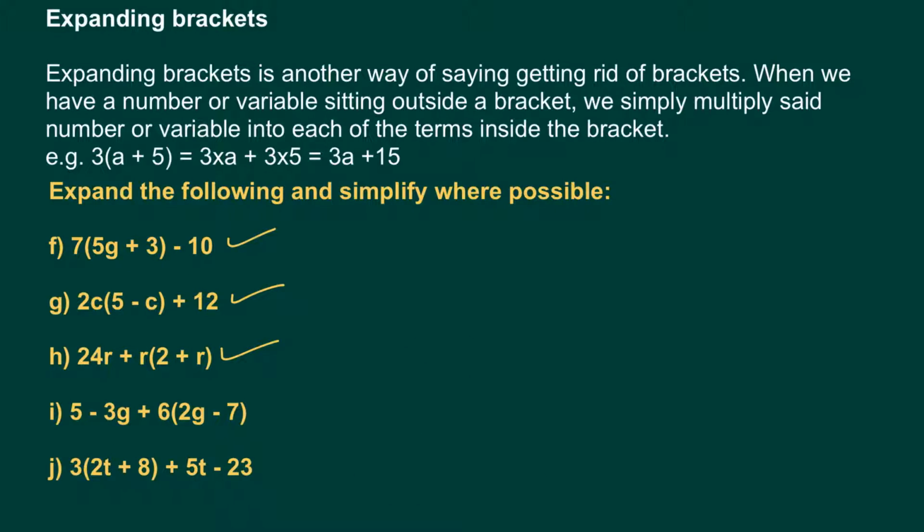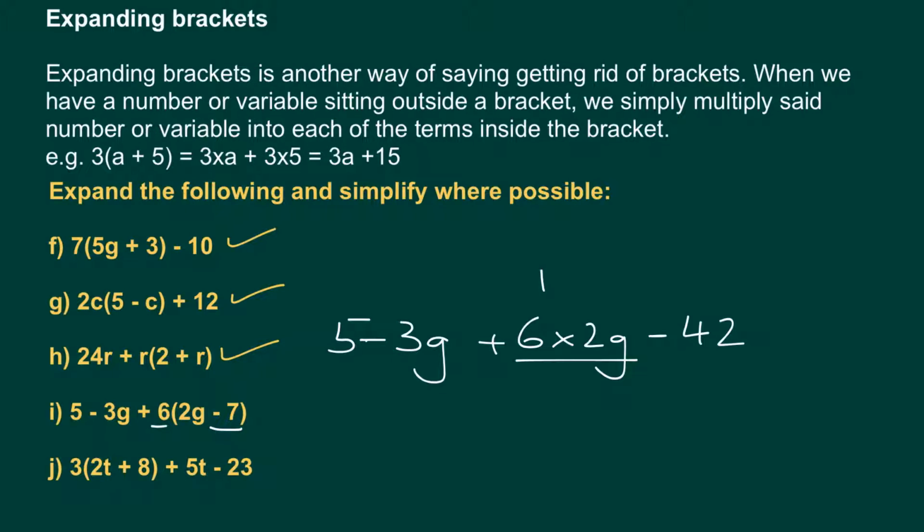Alright, so let's go to this example now. So we have 5 minus 3g plus, so let's start expanding that bracket. So we have 6 times 2g, and we have positive 6 multiplied by negative 7, so that gives us a negative answer. So 6 times 7 is 42. Now, let's figure out some of these expressions here. So 6 times 2g is 12g. So we have 5 minus 3g plus 12g minus 42.